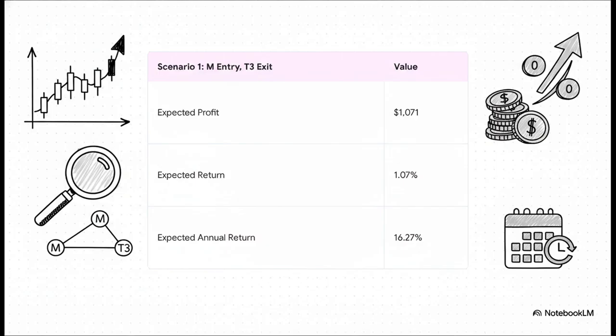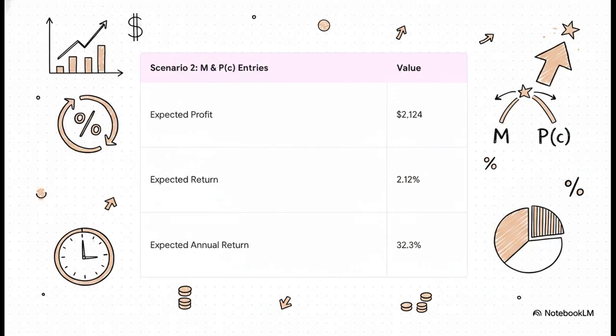So what could this look like? Let's imagine a scenario where only that primary M entry is triggered, and it's held all the way to the T3 exit. Well, the model documents an expected profit of $1,071. That translates to a 1.07% return, which annualizes out to 16.27%. Okay, what about the second scenario? This is the one where both the M and the peak entries are used. In this case, the expected profit is documented at $2,124. This would be an expected return of 2.12%, with an expected annualized return of 32.3%.